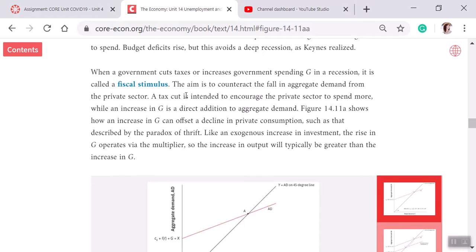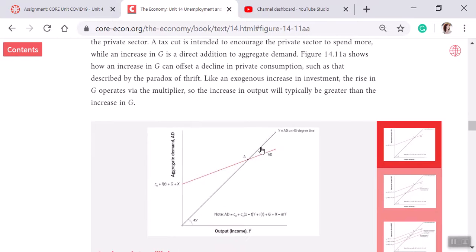So here we have a tax cut is intended to encourage the private sector to spend more. Okay, an increase in G can offset a decline in private consumption, like the paradox of thrift. Okay.